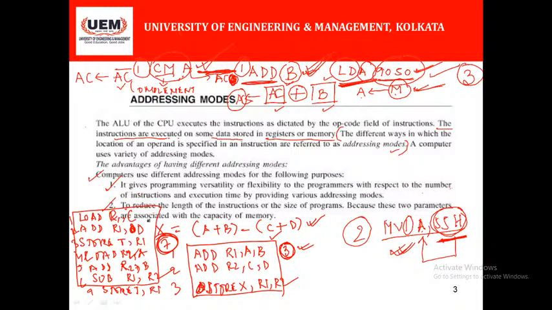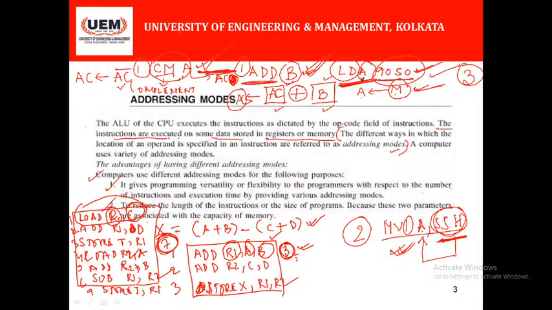More instructions means more space is required. Fewer instructions means less space is required. So this is how the addressing mode is basically helping us to reduce the size of the program, the length of the instruction. Look at that. If we are using this instruction, then it is a 2 address instruction. If you are using this instruction, it is a 3 address instruction.